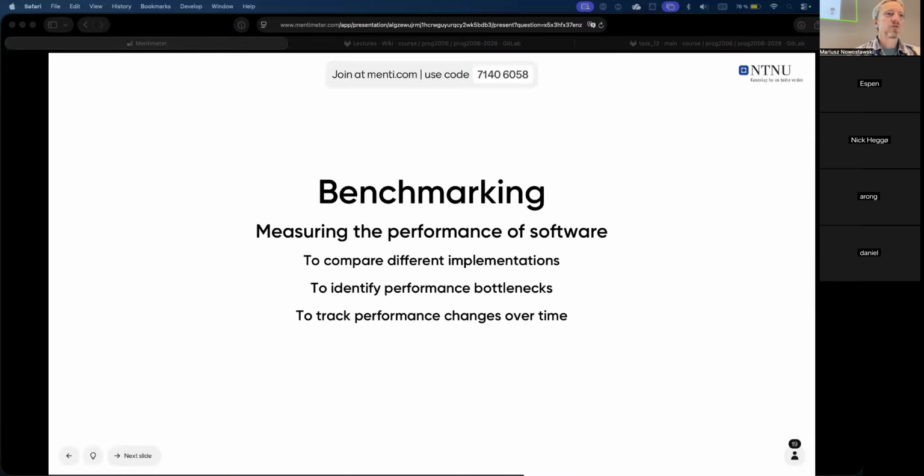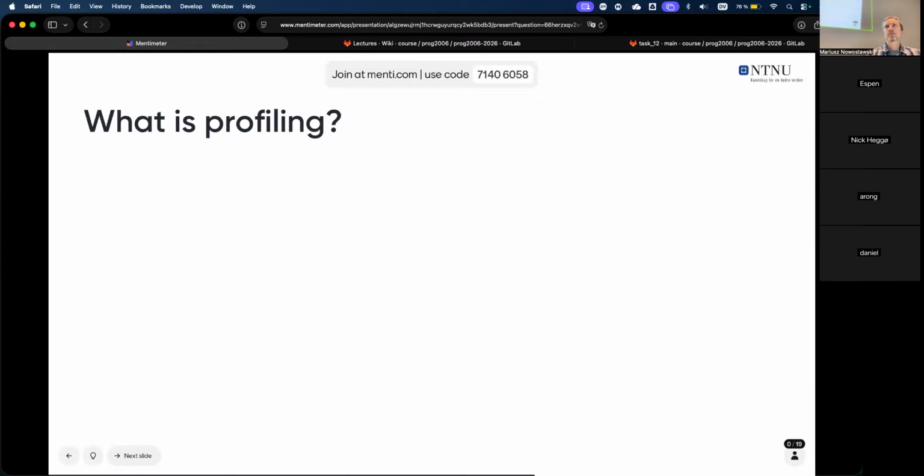So we're identifying changes. We're not necessarily identifying performance bottlenecks. This one is actually, strictly speaking, not correct. This one is correct, to compare different implementations and to track performance, but to identify performance bottlenecks after changes. Yes, but not in general, right? So this one, what's profiling?